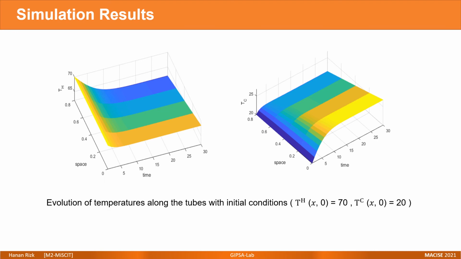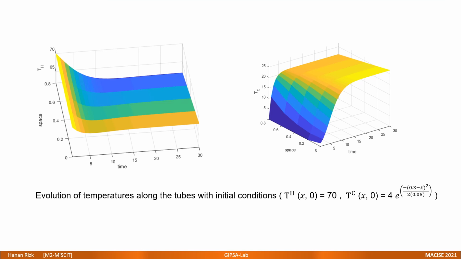Based on the main principle of operation, physics, safety and stability requirements of the heat exchanger system, it can be seen from the temperature dynamics along the tubes with initial conditions of 70 degrees for the hot fluid and 20 degrees for the cold fluid, and the temperature dynamics along the tubes with Gaussian distributed initial conditions shown in this slide, the effectiveness of the proposed optimal control approach, and that the optimal inputs are able to control the temperatures of the hot and the cold fluids along the pipes of the heat exchanger system in an effective manner.